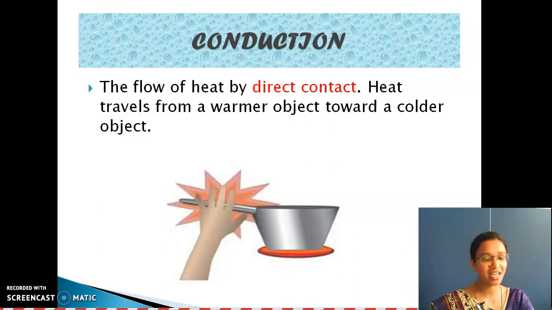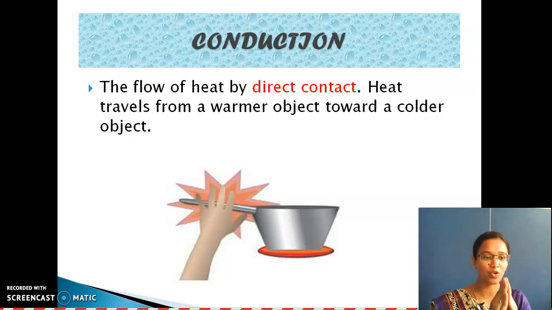So conduction takes place in solids. I already told you about the atomic arrangements. There are three states of matter. They are solids, liquids and then gases. What are the three states of matter? Solids, liquids and gases. In solids, note it down children, the atoms are closely packed with each other.